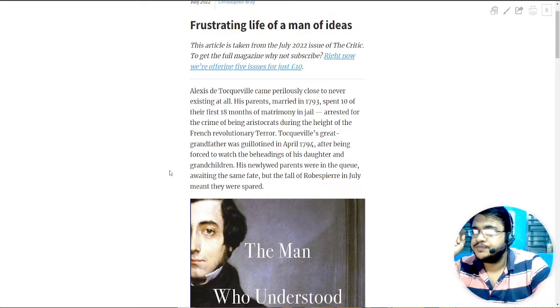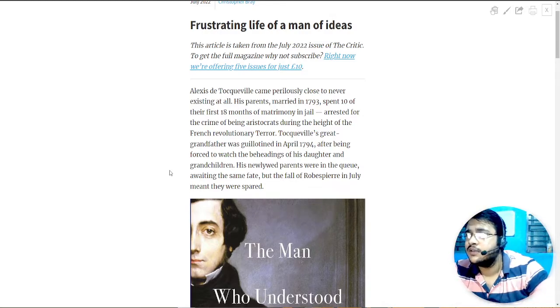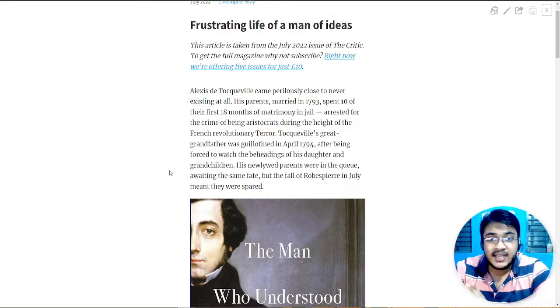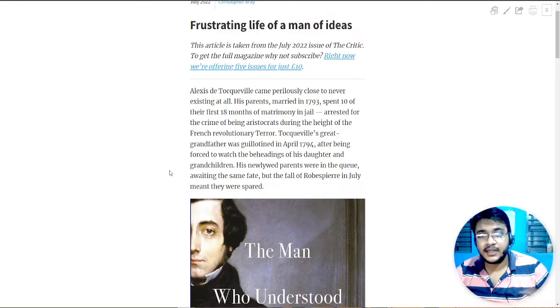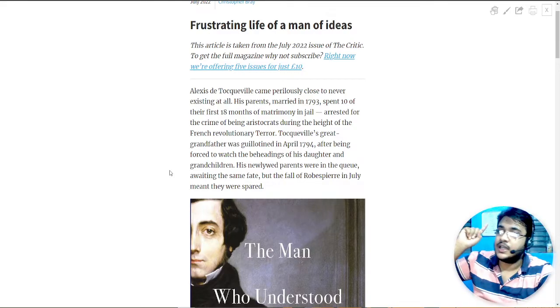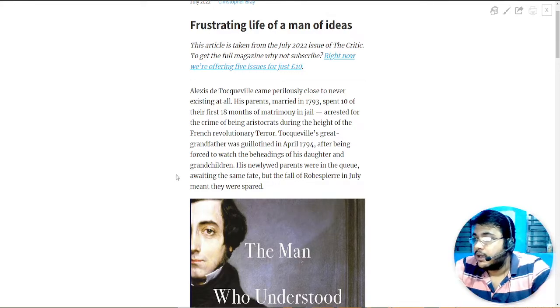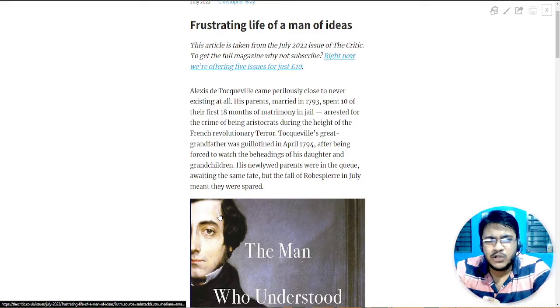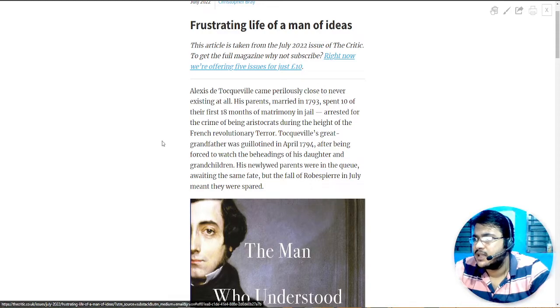Okay, so let's read. "Alexis de Tocqueville came perilously close to never existing at all. His parents, married in 1793, spent 10 of their first 18 months in matrimony in jail." Oh wow. "Arrested for the crime of being aristocrats." So his parents were basically arrested for being aristocrats in the French era, probably the French Revolution, because the name also suggests that. The French people only use names like this, right?